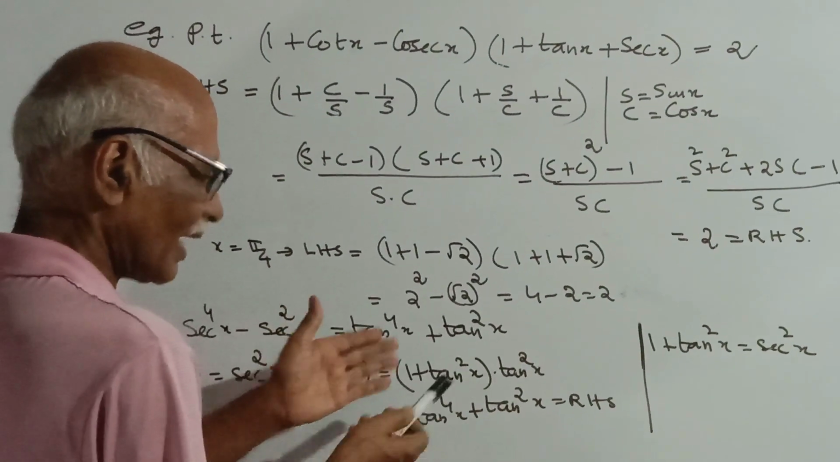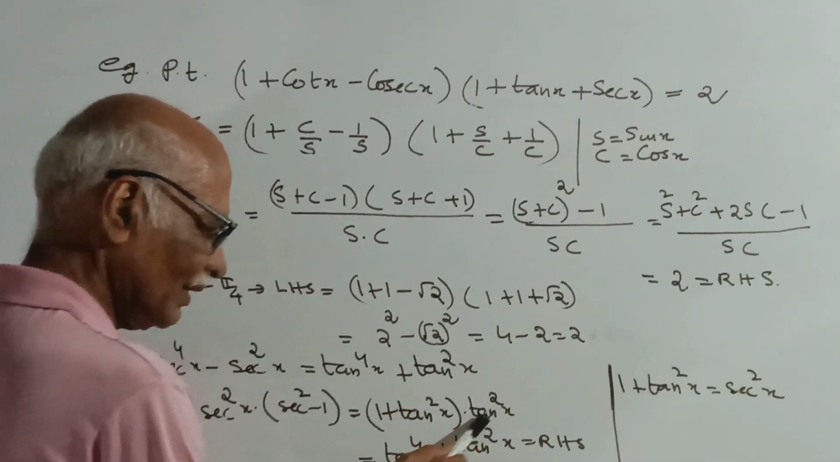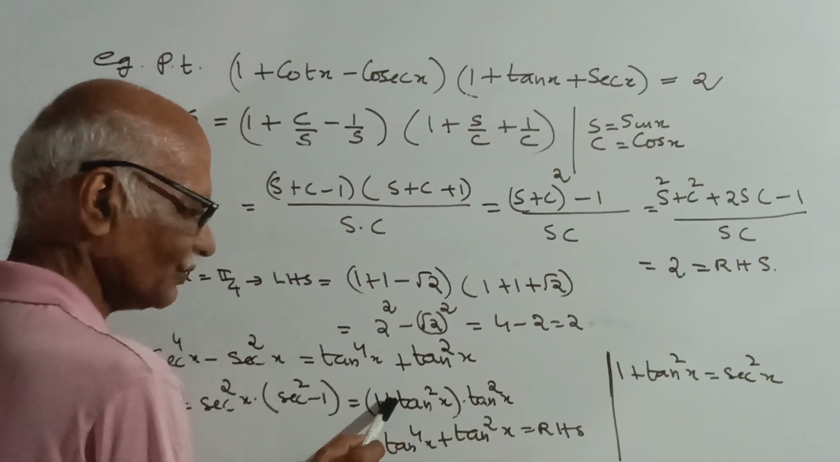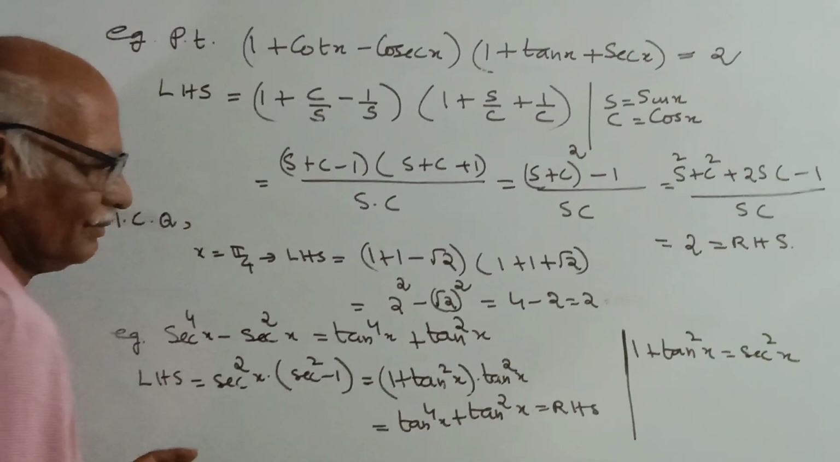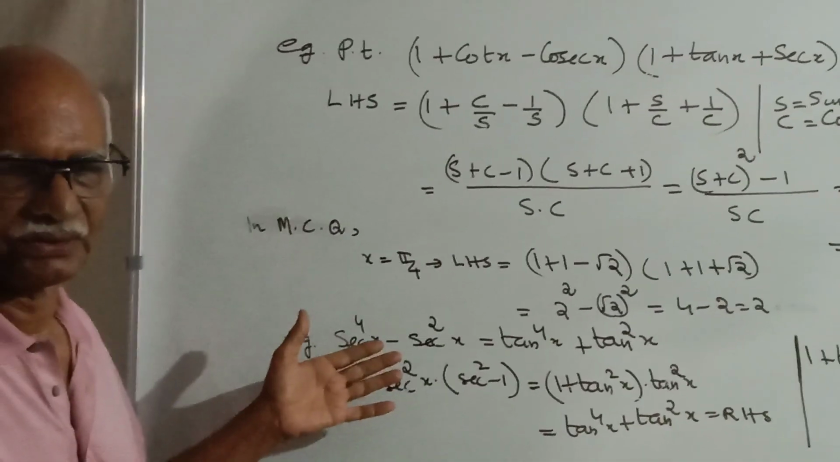Our aim is to connect with the tan. So 1 plus tan squared into tan squared. Tan raised to 4 comes, plus tan squared comes. So right hand side. So simple methods are there for doing such problems. Make sure that you understand.